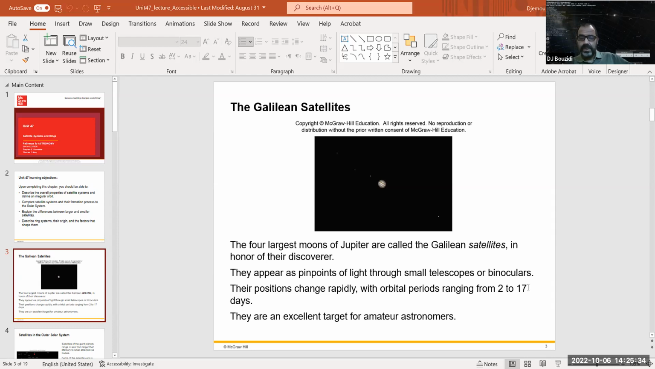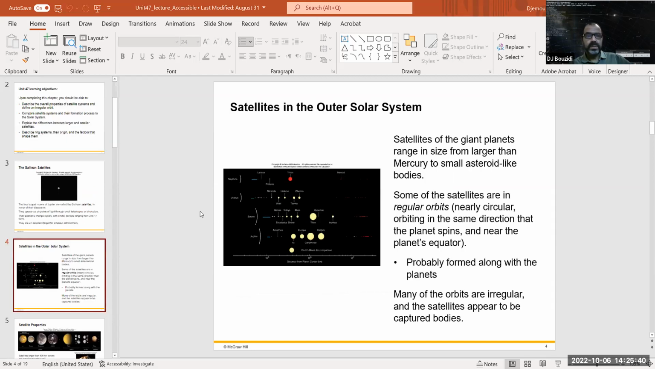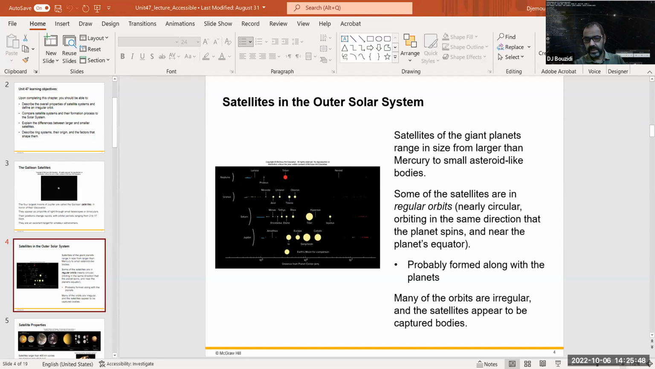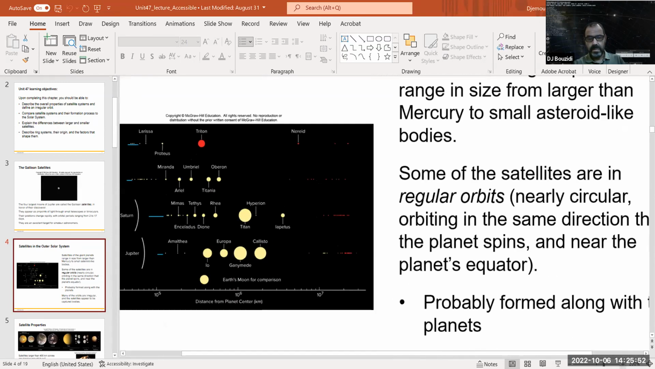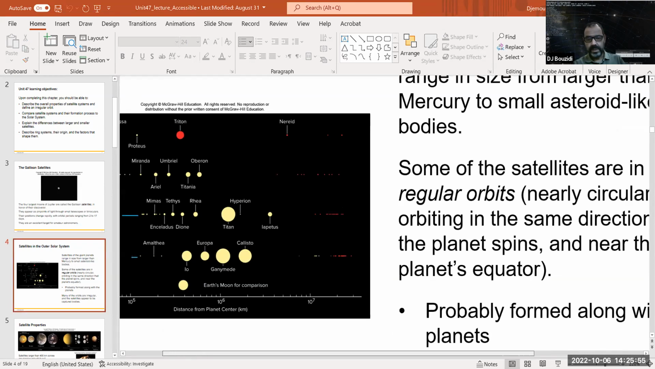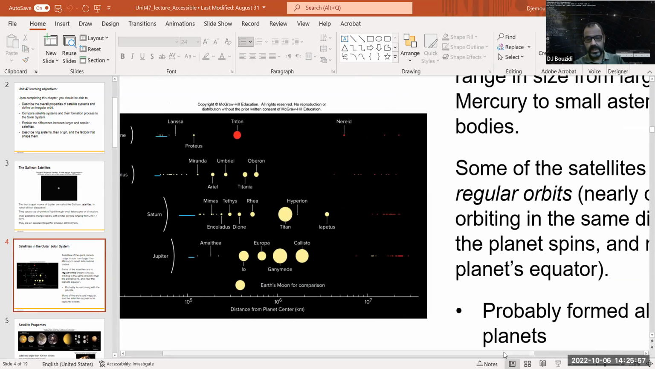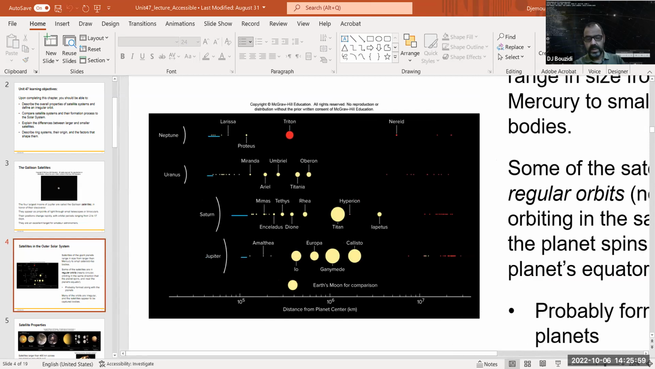To give you an idea about the sizes of these objects, here is a nice picture. Let me see if I can bring this one up closer, actually, because it's important to talk about it. Let me move it a little bit to this side so that we see. This is actually in the book. It's actually a very good picture to look at.